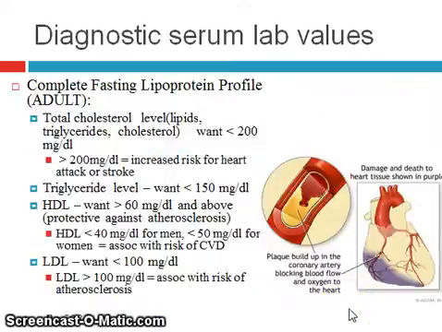Now for adults, it's a little different. Right, we want total cholesterol to be less than 200. If it's above that, then they're at increased risk for a heart attack or stroke. Triglycerides should be less than 150. HDL, we want it above 60. All right. Men, we want it above 40.